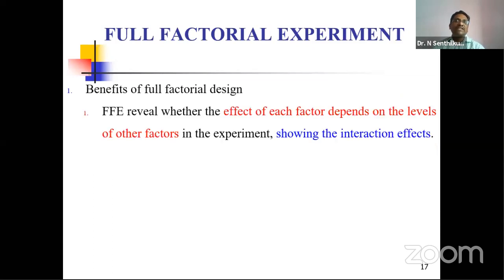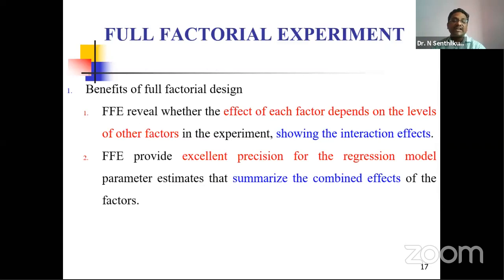So what are the benefits of going for full factorial design? As told, we can study the effect of main effects, that is A, B, and C. So individual parameter effects we can study, and also the interaction effects, AB, AC, and BC. The interaction effects can also be studied.